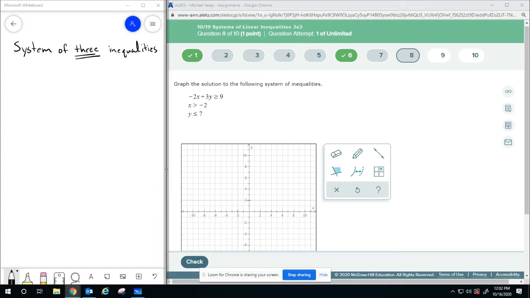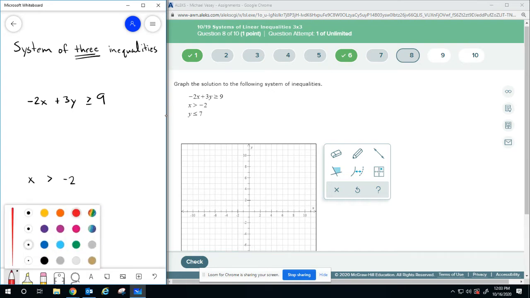So let's go ahead over here on the left and talk about each of these inequalities. The first one has two variables, x and y, and it's in standard form. So the first thing we're going to do is turn it into slope-intercept form by isolating y. But let's also talk about the second one. We have x is greater than -2. This is going to be a vertical line, and y is less than or equal to 7 would be a horizontal line.